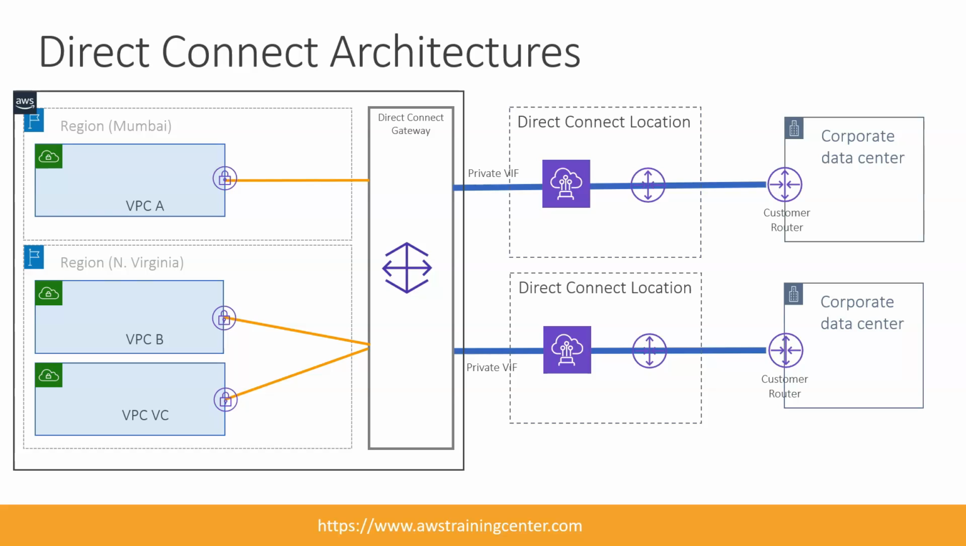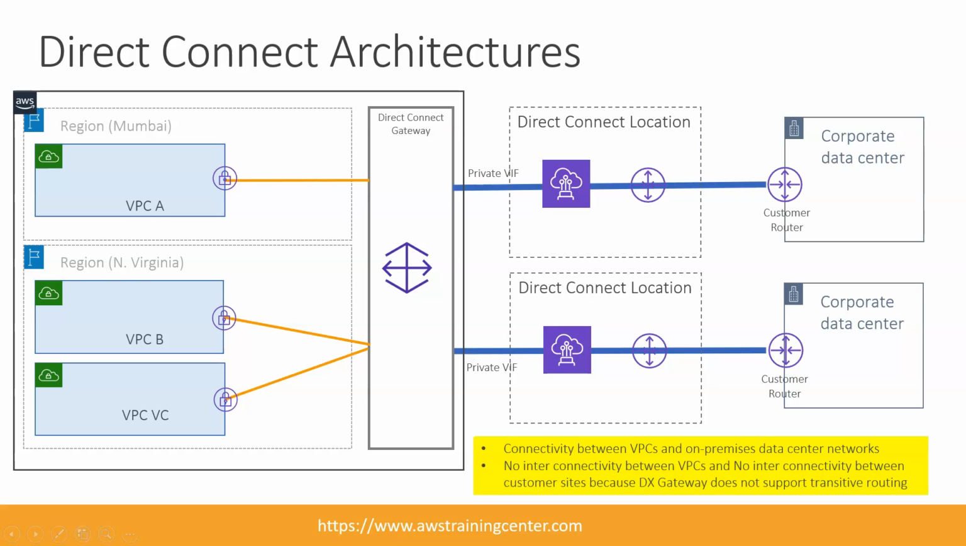So here for simplicity, I have shown two corporate data centers, but there could be many more. To begin with, you connect them to a Direct Connect gateway through a private VIF, and then you connect this Direct Connect gateway to the VPCs. Now this provides a kind of mesh connectivity between VPC and corporate data center. That means traffic can flow in both directions. So all these VPCs can reach out to your corporate data center and the other way around. So this might work well for you if this is what you want.